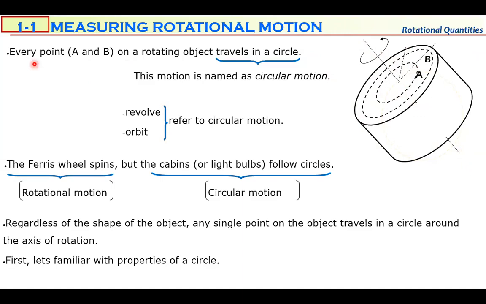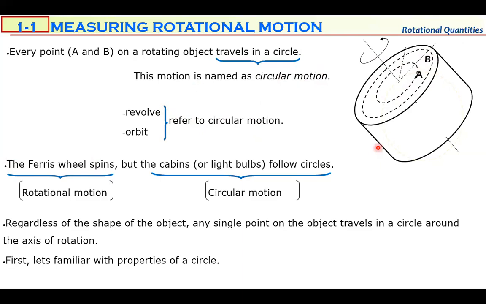If an object is rotating about any axis of rotation, every point on this object will follow a circle. That's why we say that these points, A and B, for example, here I chose two points, A and B, both are in circular motion because they follow circles. If a point or an object is following a circular path, this motion is known as circular motion. So revolve or orbit, two words are referring to the circular motion of an object.